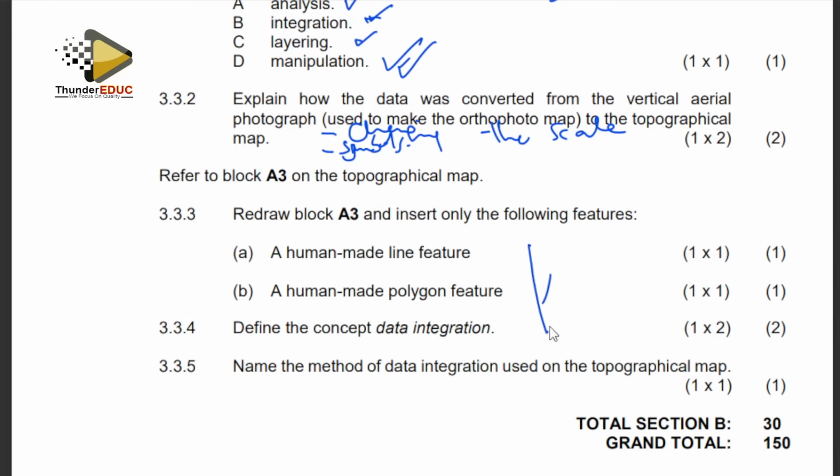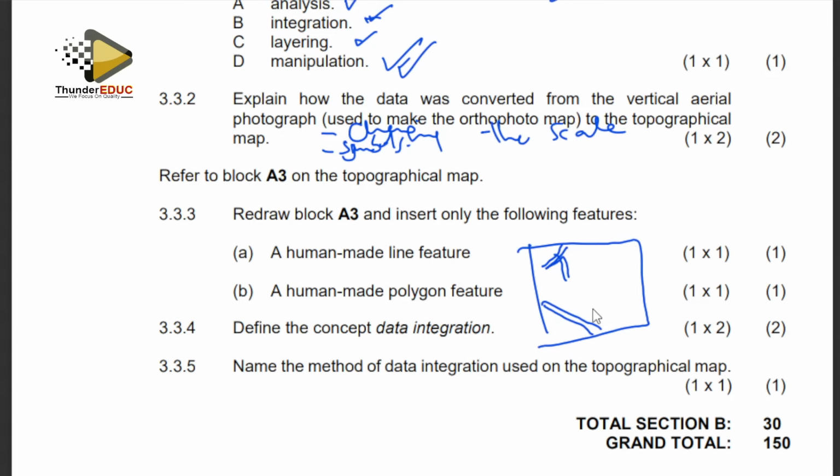I'm going to draw. This is our block here, A3, because they say redraw. Okay, so I will draw my A3 here. And they say refer to the line feature. When you look at the line feature, we have got a road here. That is a line feature. We have got another one here.